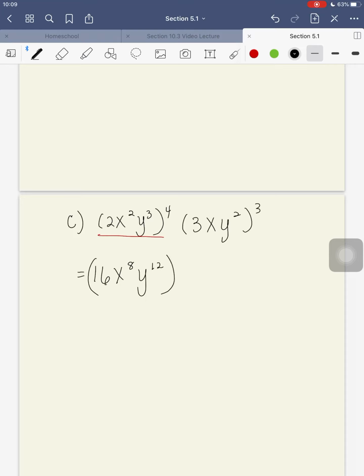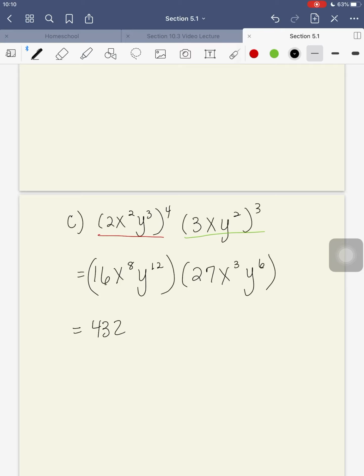And then I'm going to multiply that by everything here gets raised to the 3rd power. So 3 to the 3rd power, or 3 times itself 3 times, is 27. X cubed, y to the 6th. All right, and then we'll multiply the integers. So 16 times 27 is 432.